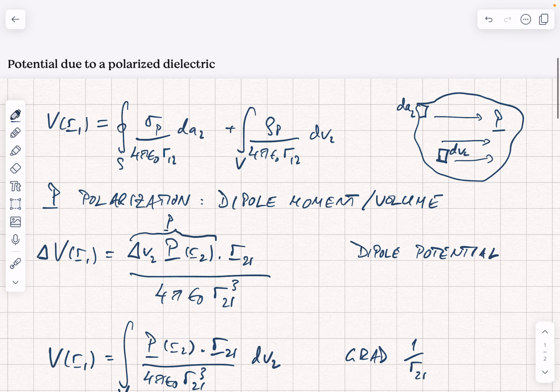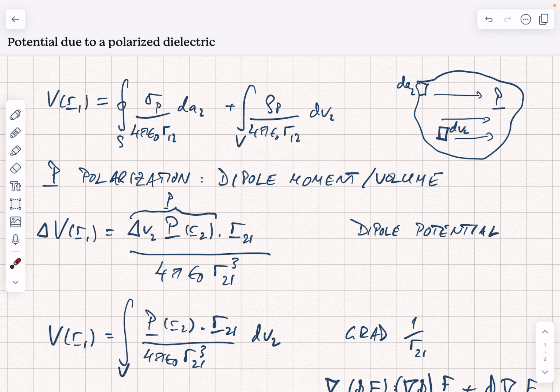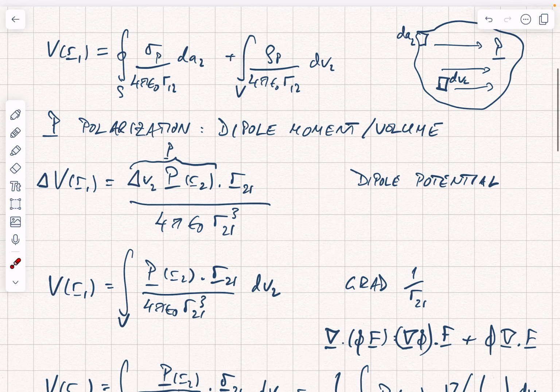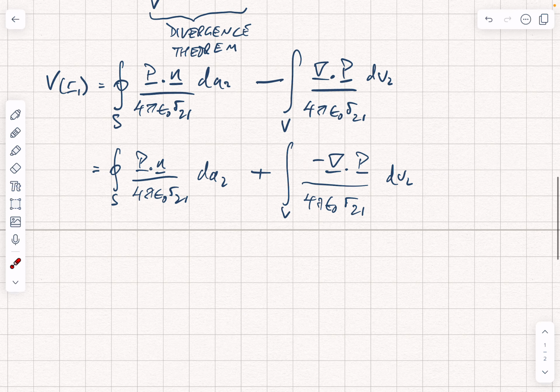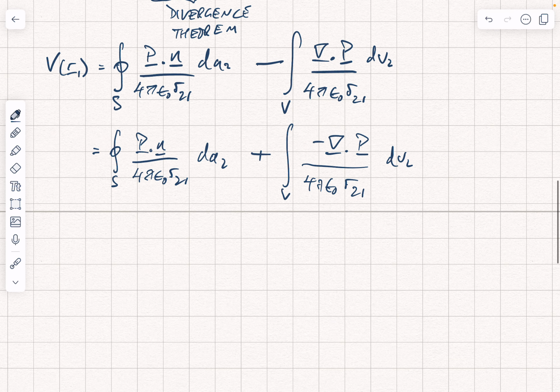And if we look back at the result I showed you just at the top here, we have the surface integral of the surface charge density and the volume integral of the volume charge density. So we can see that we can identify the following: sigma p, the surface charge density, is P dotted with N, and rho p, the volume charge density, is minus the divergence of the polarization.